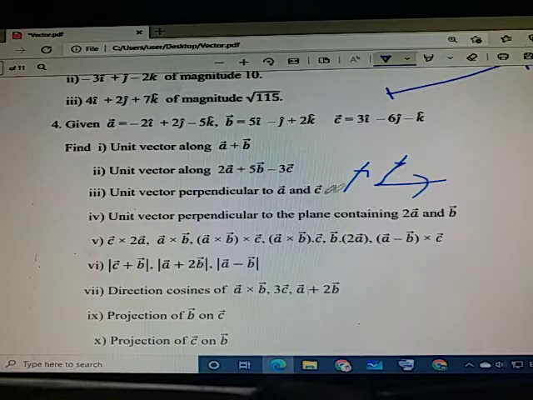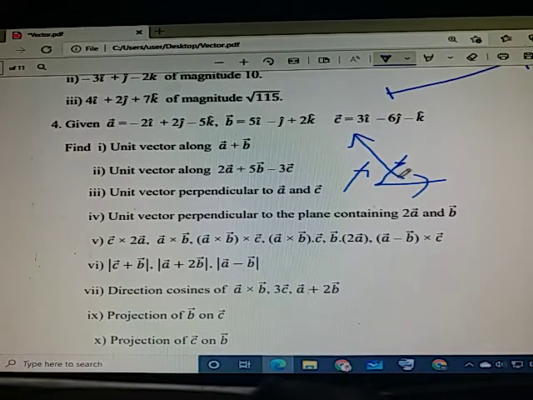The unit vector is perpendicular to the plane containing a and c, so it is a cross product. When you take the cross product, you will have a vector perpendicular to the plane, and in that direction you will get the unit vector perpendicular to the plane and perpendicular to a and c.